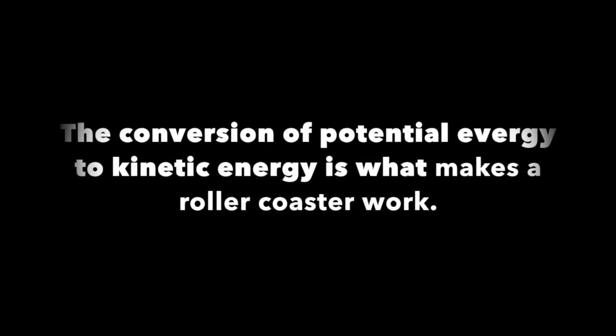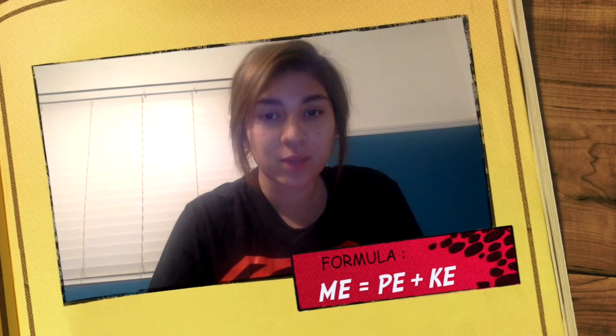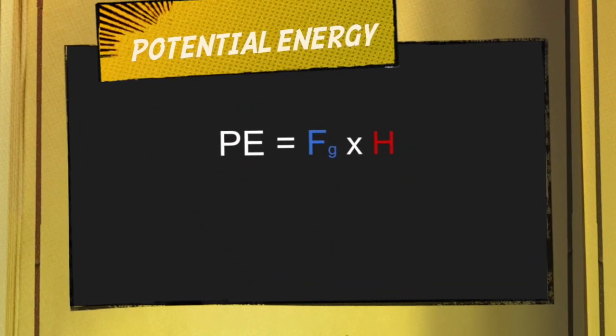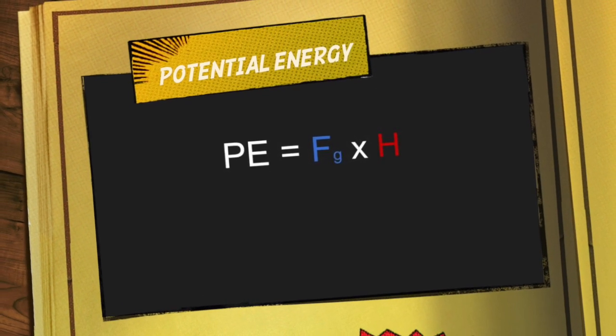motion. Potential energy is energy stored in an object based on its position. Mechanical energy equals kinetic energy plus potential energy, or ME equals PE plus KE. The formula for potential energy is the force of gravity times the height.